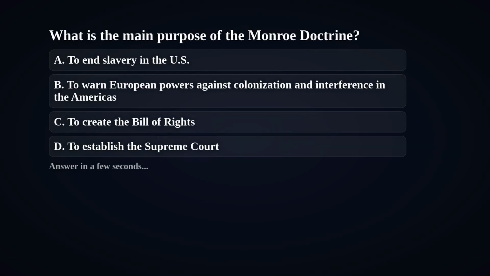Question 30. What is the main purpose of the Monroe Doctrine? A. To end slavery in the U.S. B. To warn European powers against colonization and interference in the Americas. C. To create the Bill of Rights. D. To establish the Supreme Court.